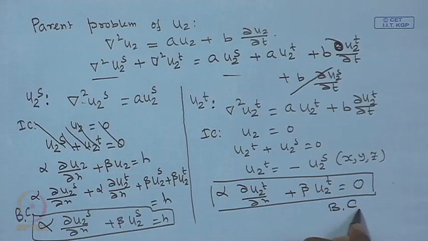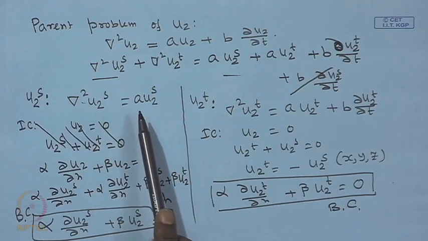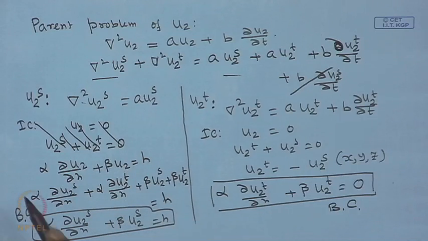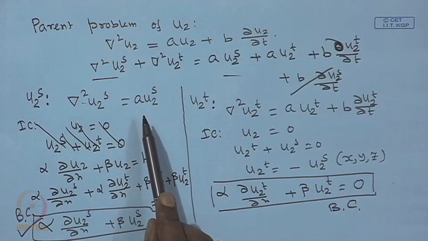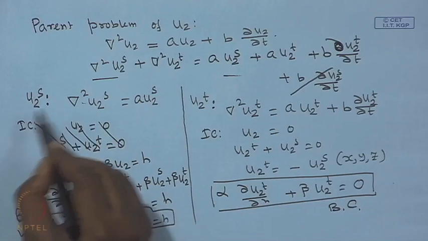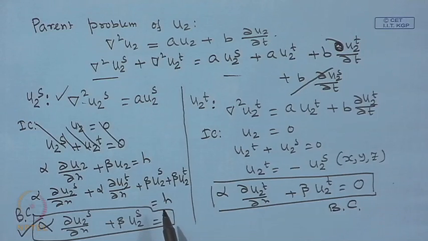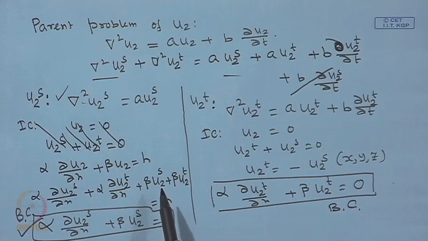Now, you just see the steady state part requires only the boundary conditions. It does not require any initial condition, because it is time independent. With the help of this boundary condition, one will be able to solve the steady state part completely. So, this governing equation of the steady state part along with this boundary condition will lead to a complete solution of u2s as a function of space x, y and z.